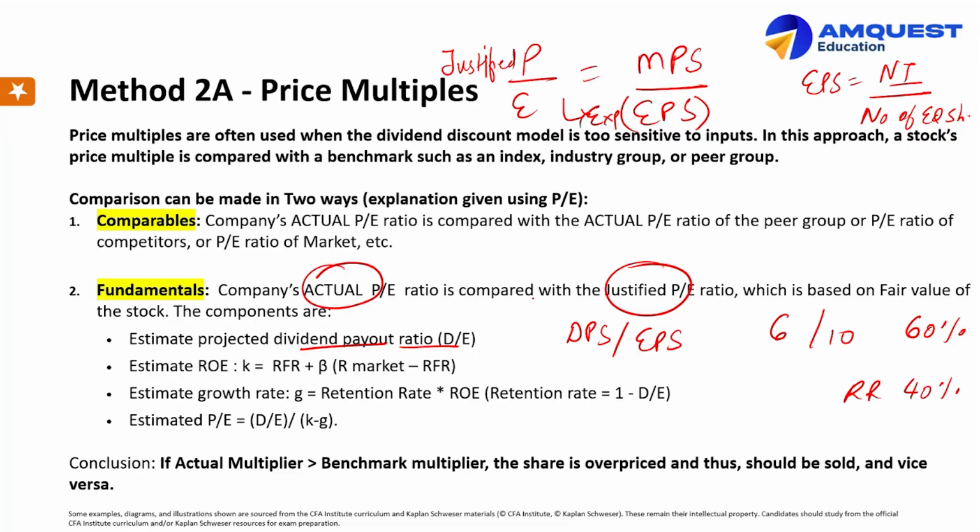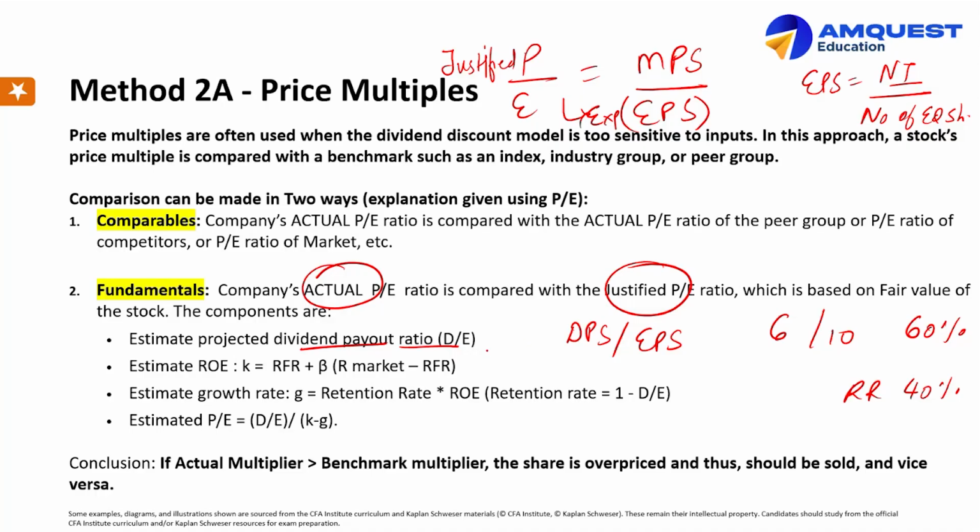So a lot of formulas. We started with PE, which is MPS upon EPS. EPS can be expected or it can be historical. If we are taking expected EPS, we calculate the justified PE ratio. EPS can be calculated as net income or profit available for equity shareholders divided by number of equity shares.